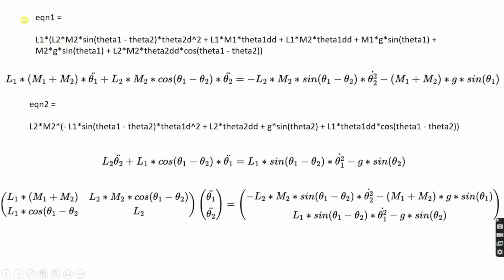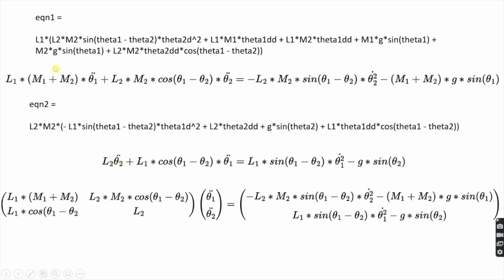After deriving equations 1 and 2 in Matlab symbolically up here and here, we're going to write them in matrix form so we can do some matrix math to get theta 2 double dot and theta 1 double dot on the left hand side by themselves and everything else on the right hand side. So I just rewrote equation 1 here with theta 1 double dot here and theta 2 double dot here with these coefficients, and everything without theta 1 double dot or theta 2 double dot on the right hand side, and the same with the second equation.